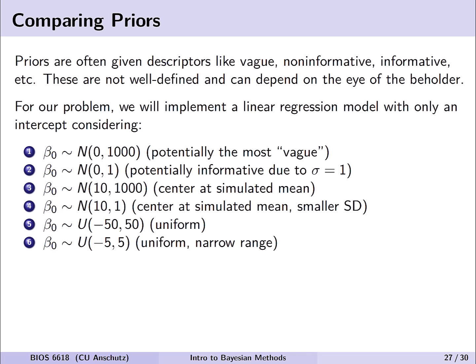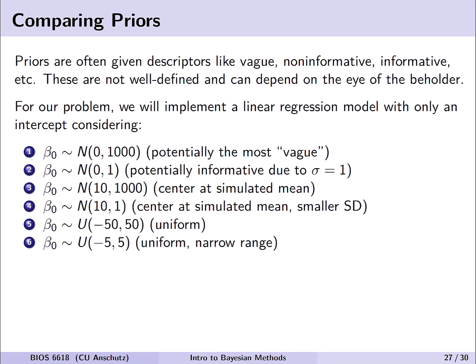And many times, as you're Googling or searching for information about priors, you might encounter descriptors like a vague prior, a non-informative prior, an informative prior, or so forth. Generally speaking, these are not well-defined terms and can really depend on the eye of the beholder. Something that one person thinks is vague or non-informative, another person in a different context may find to be very informative. Or we may mistakenly think something is non-informative when in fact it is somewhat informative. So it is worth being aware that you'll see these terms thrown around, and they can be nice qualitative descriptors, but they don't have a firm definition and can vary.